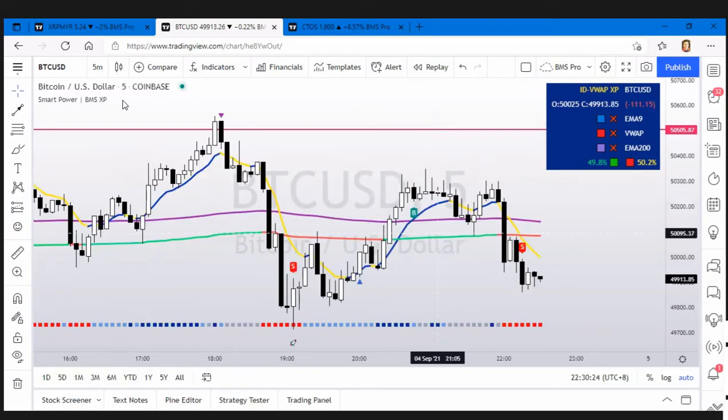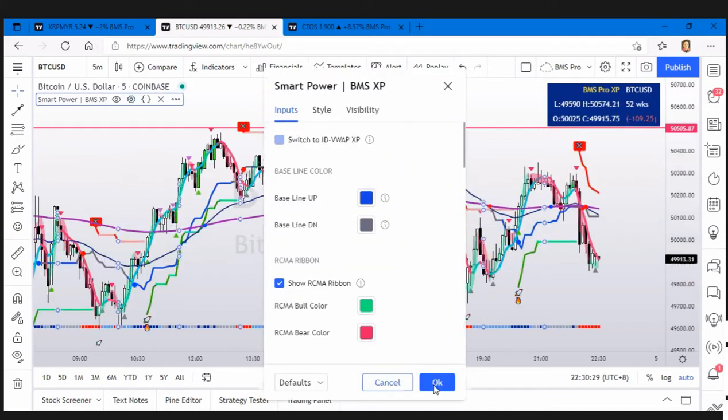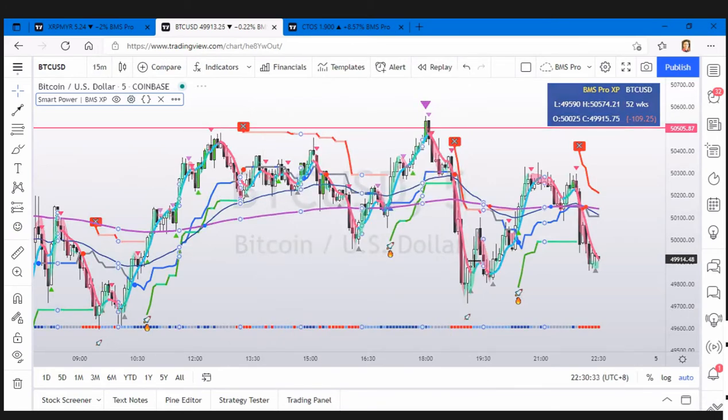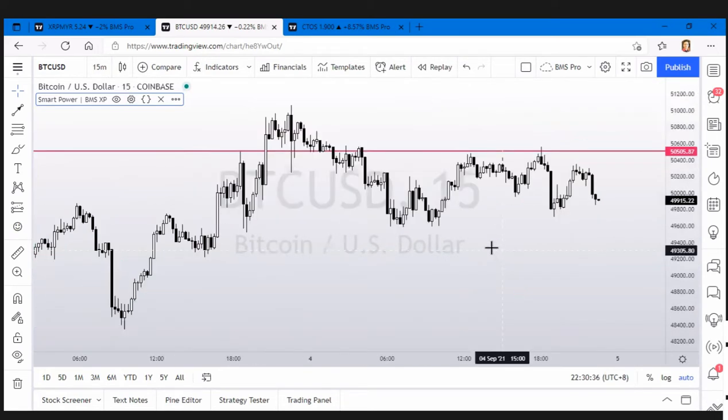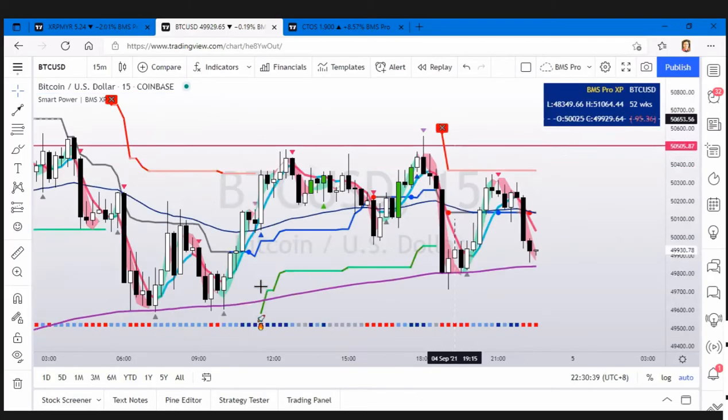If you don't do scalping, then it's okay. You can just use the BMS indicators, right? Up to 15 minutes is okay, right? On 15 minutes, the BMS signals still work. They still accurately plot the signals, right?